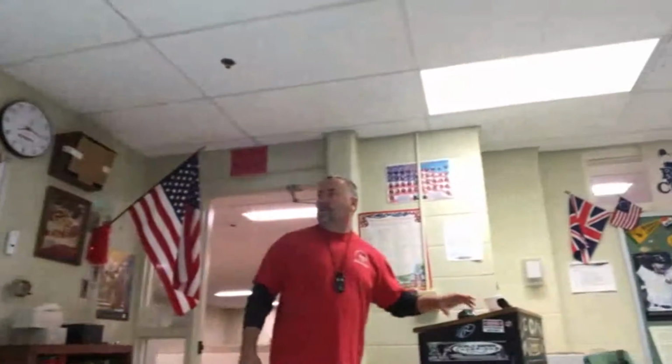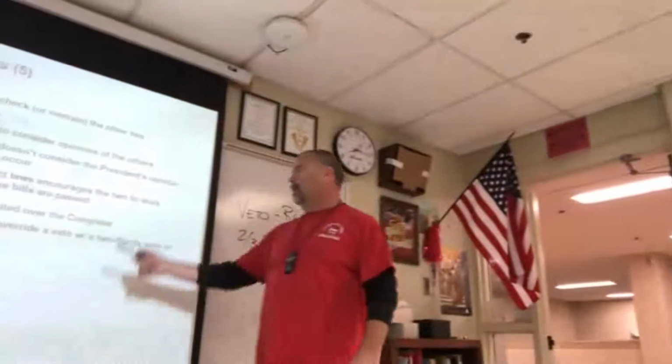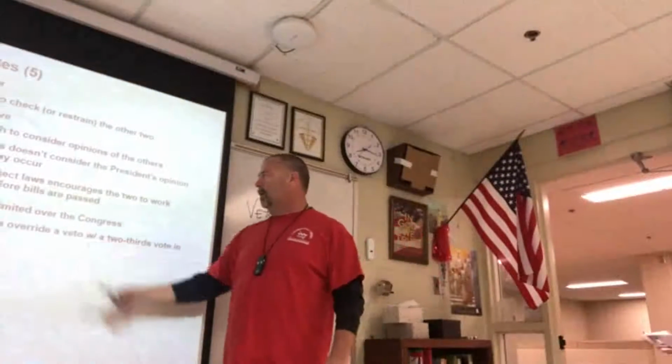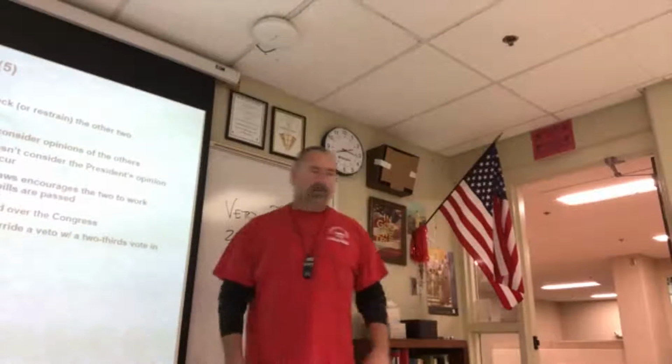Give some more examples here. Okay, that's just what we talked about. So the president's power is limited over Congress. Congress can override a veto with a 2/3 vote in both houses. All right, and we talked about this yesterday.